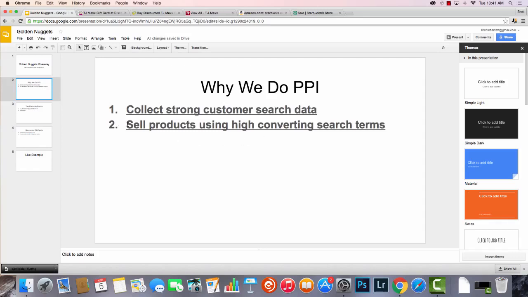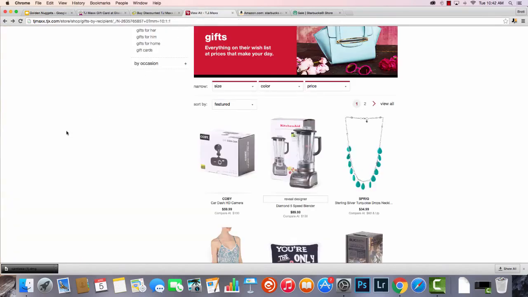I'll show you an example of one where I skip right to number 2 to sell products using high converting search terms. Now, very likely to do both of these if you apply this method correctly, but I just want to clarify, because I can buy it for so cheap, I want to collect some strong customer search data. So here's the cool thing. I actually think TJ Maxx's website is absolutely horrible. It is very confusing and not clear at all what each product is, but if you have the PPI method, it actually does you a huge favor.